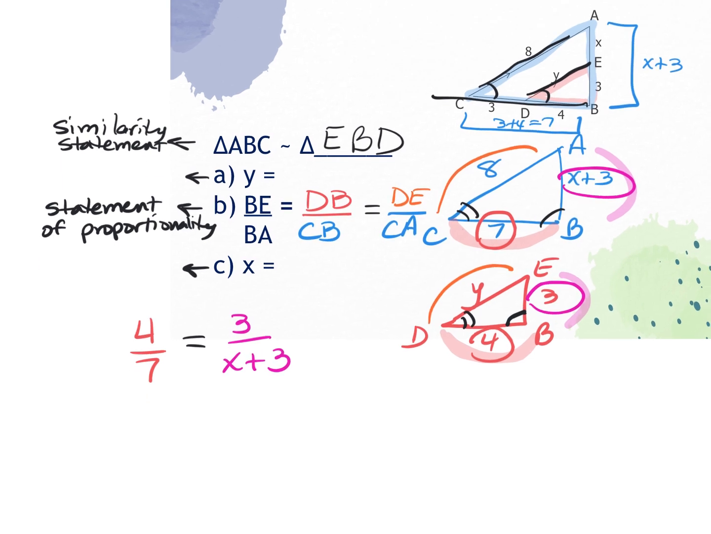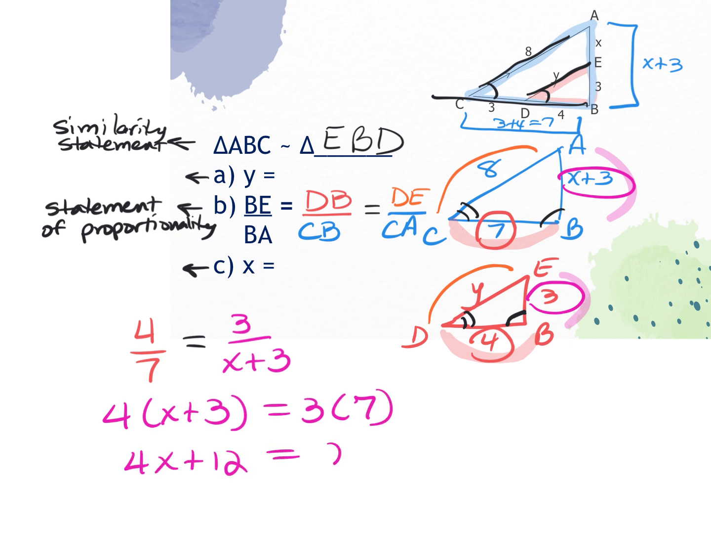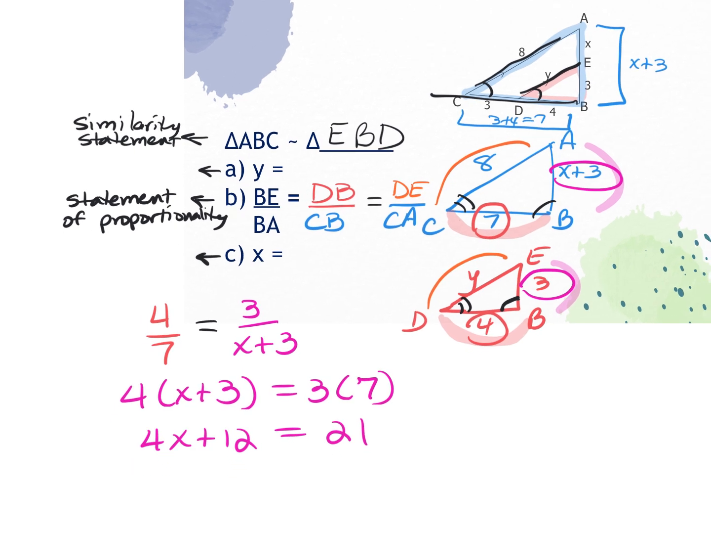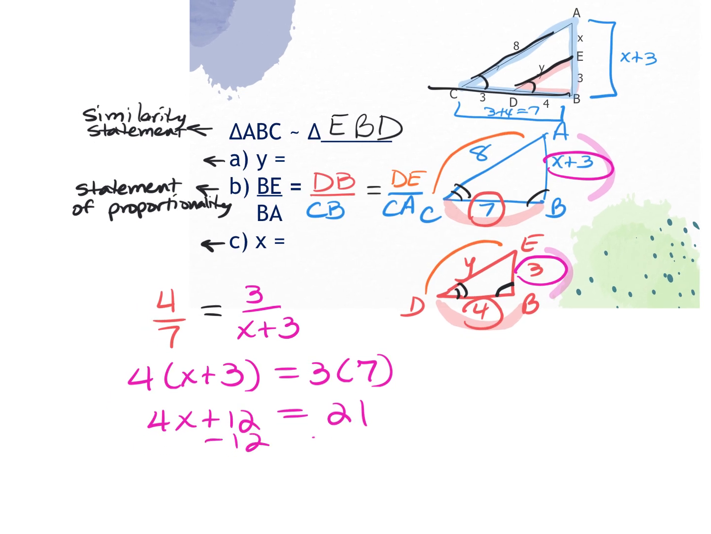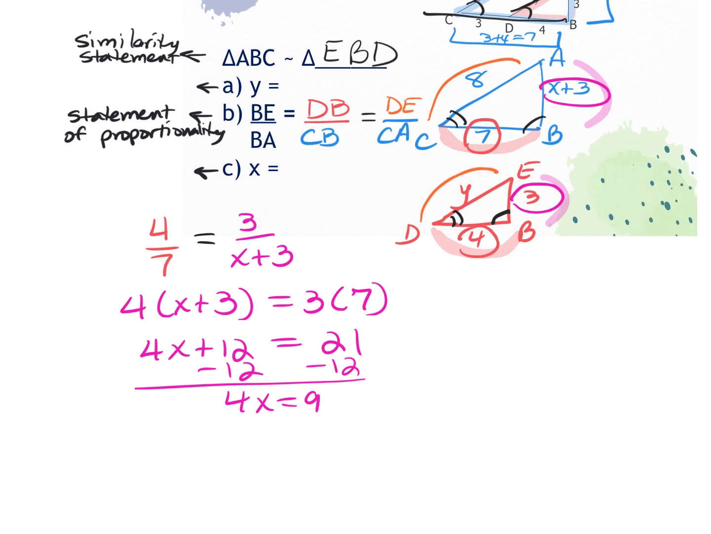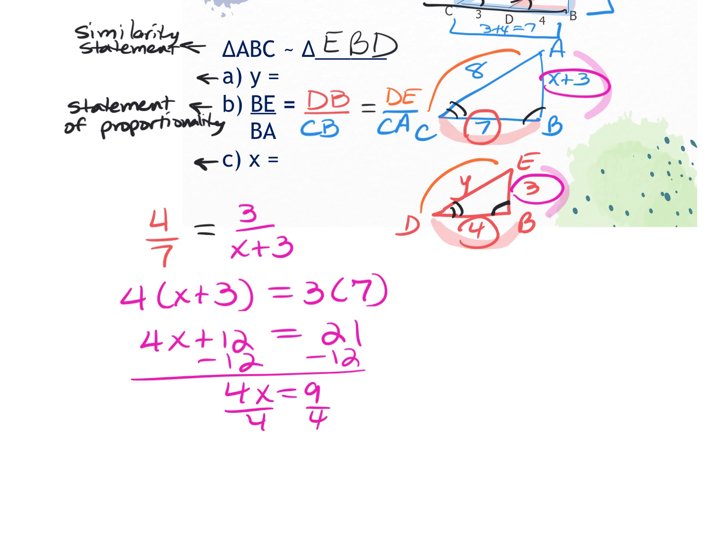So now I'm going to cross multiply. 4 times the X plus 3 is equal to 3 times 7. Distribute, multiply, and now begin solving. Subtract the 12. 4x equals 9. Divide by 4. And x equals 9 over 4. When I make it a mixed number, 2 1/4 or 2.25.